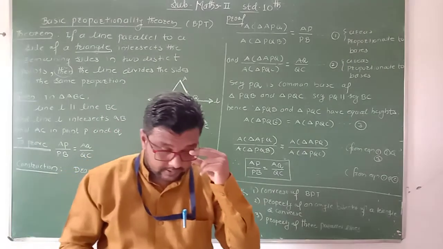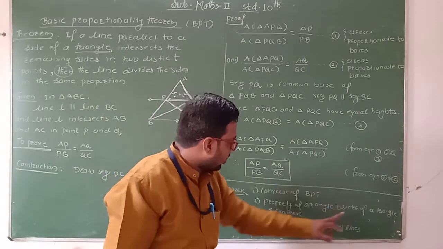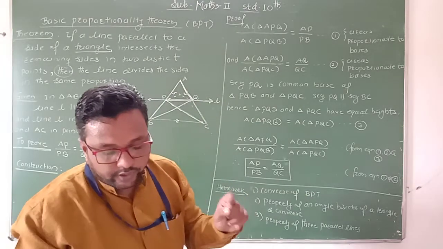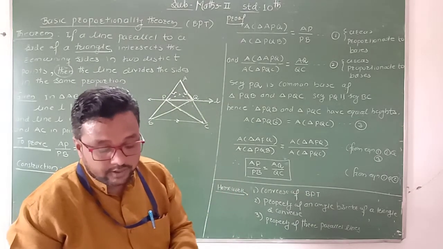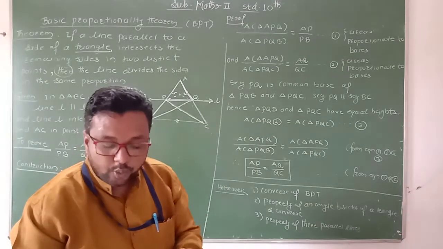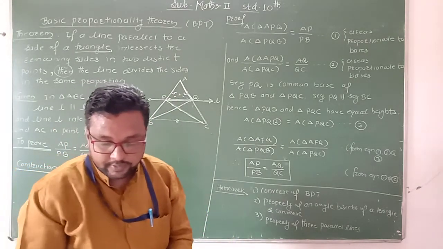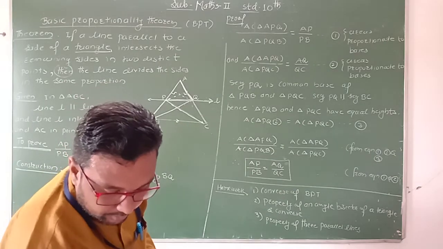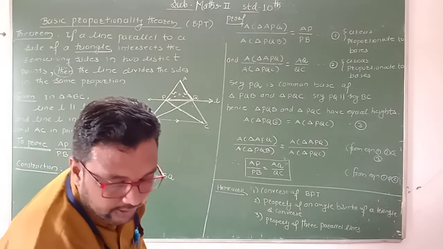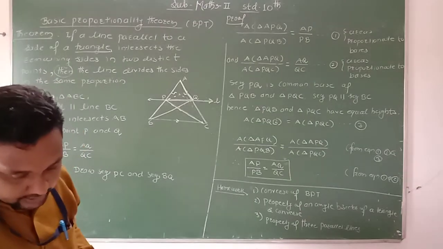Then the next homework is the property of an angle bisector of the triangle and its converse. On page number 8, the property of an angle bisector of the triangle is given. Theorem, given, to prove, construction and the proof. You have to write the proof of this theorem. In the next video I will explain the theorem. Clear? And next on page number 10, the converse of the angle bisector theorem, one statement is given that you have to write.